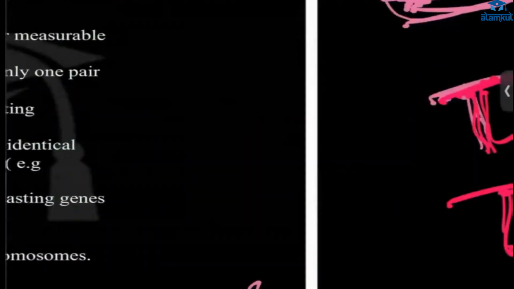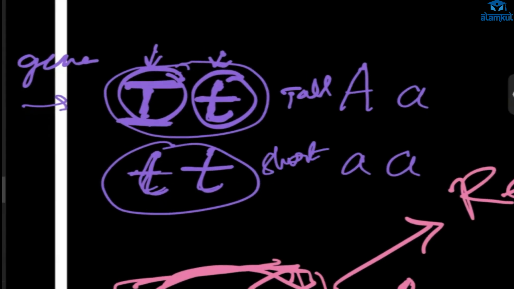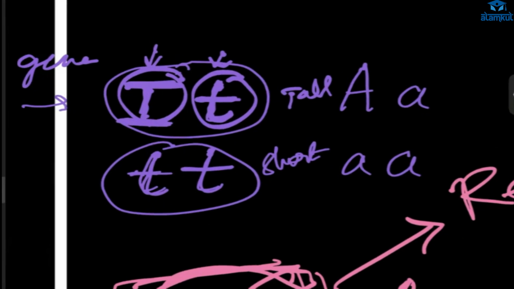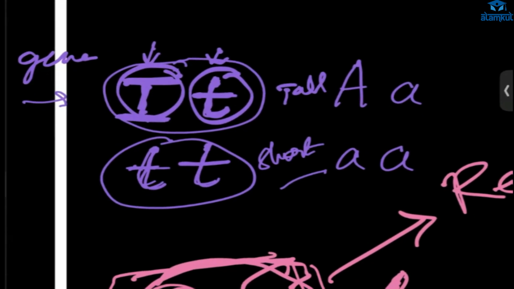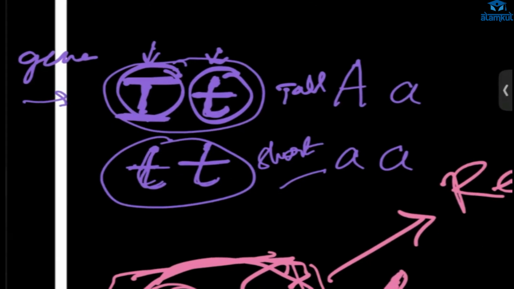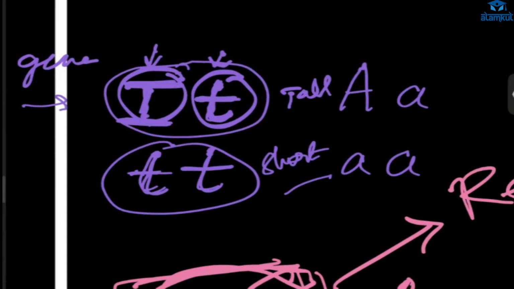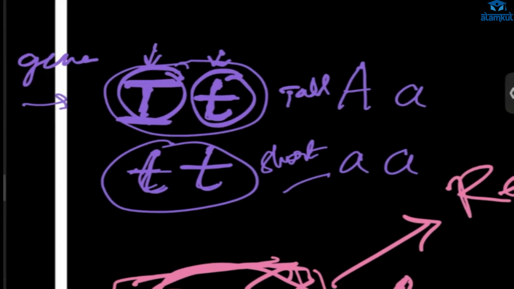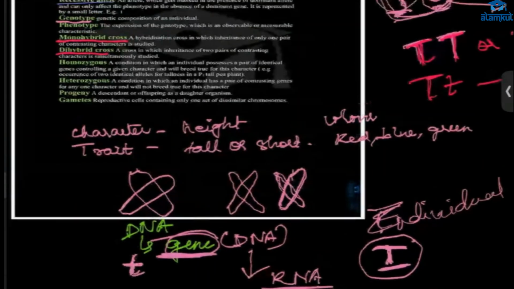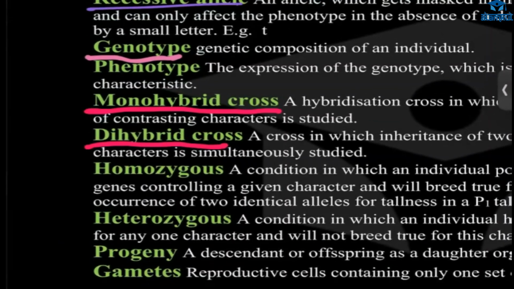Now here you see this is tall, and this is short. Here the phenotype is what? Tall, short. And genotype is what? Capital T, small t, small t, small t. That is your genotype, the content. Got it? Yes, ma'am, got it. Ria, you got it? Yes, ma'am. Okay. Then we have monohybrid cross and dihybrid cross.